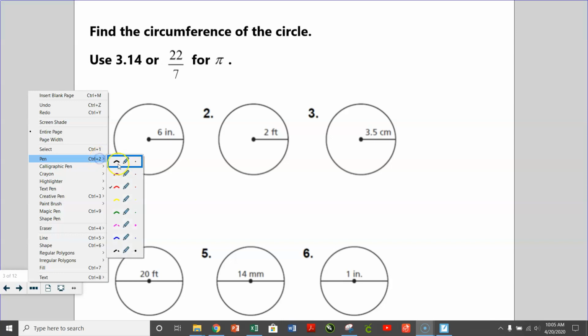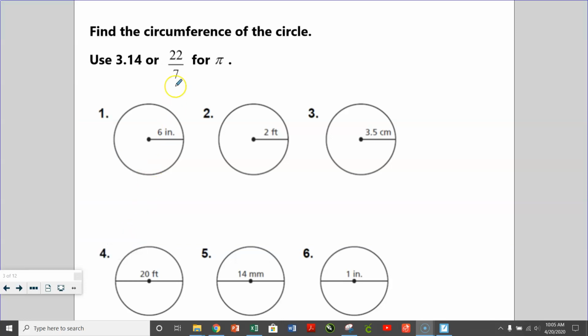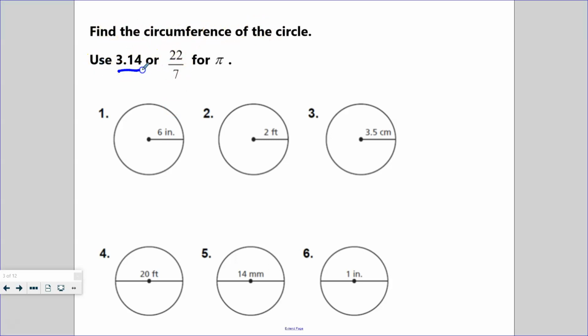All right, so we are going to find the circumference of the circle. Use 3.14 or 22 over 7 for pi, right? So when you use pi, we have circumference equals pi times the diameter, or we have circumference equals 2 times pi times r, right? So we can choose whichever one we like.